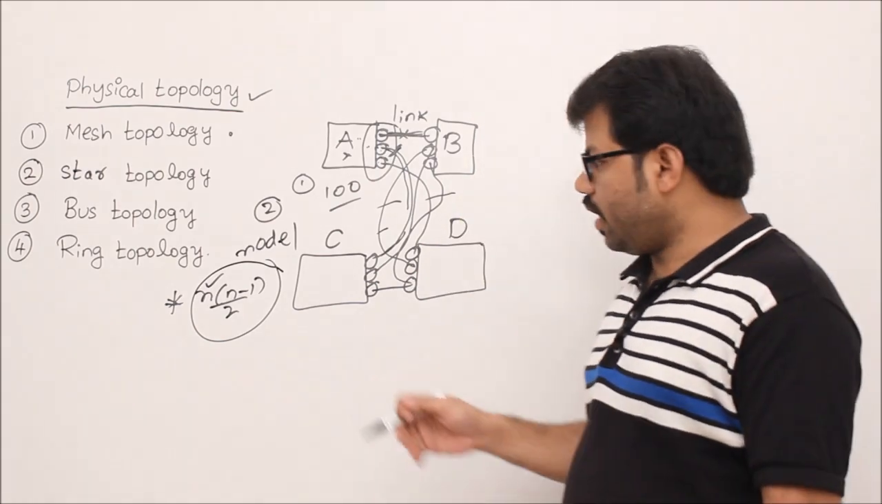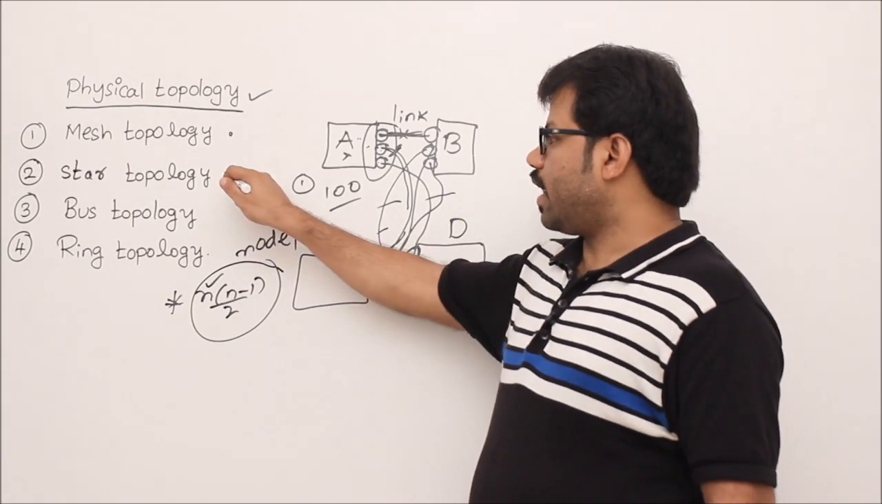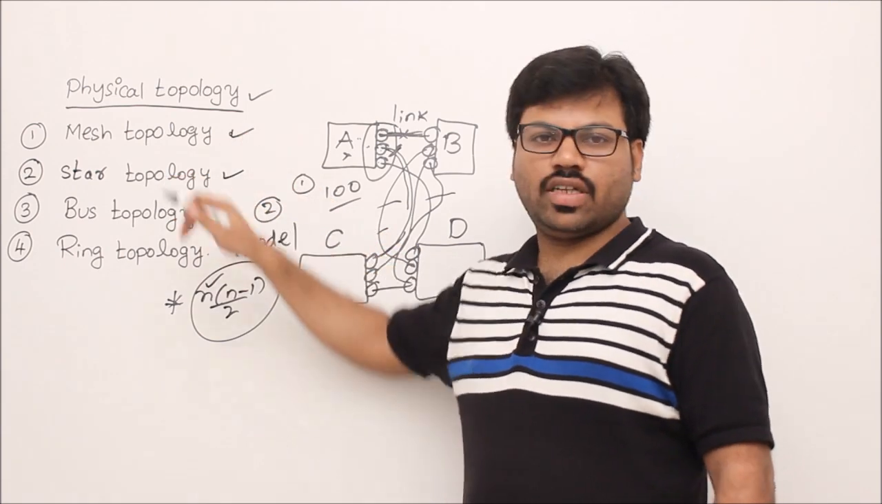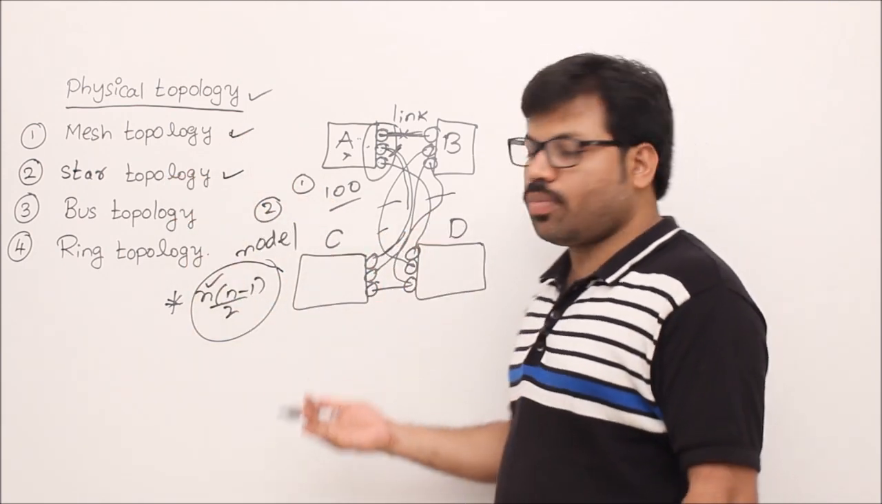It's a costly affair, right? Now we will go to the second one, which is nothing but star topology. Sir, who will use this kind of mesh topology then?